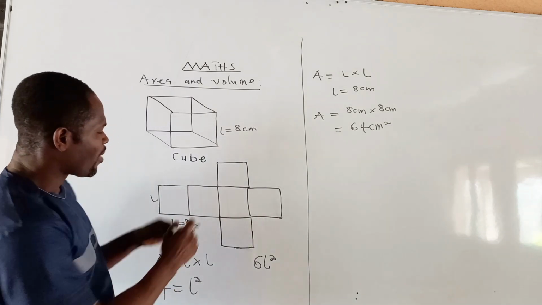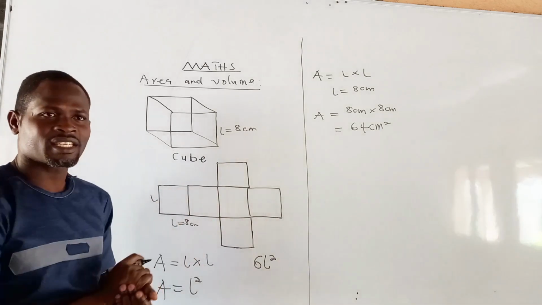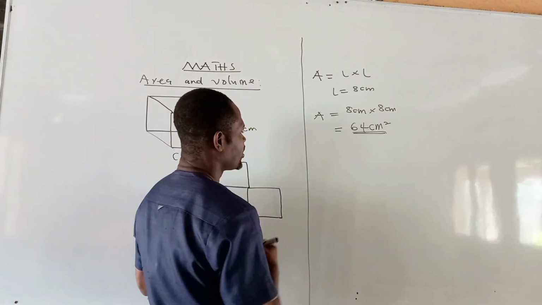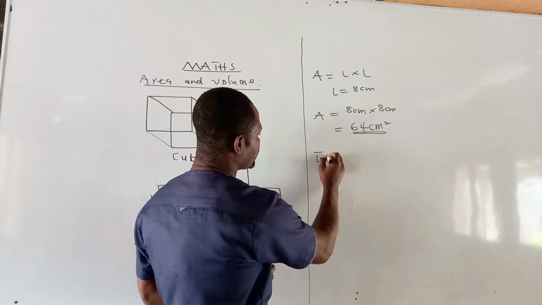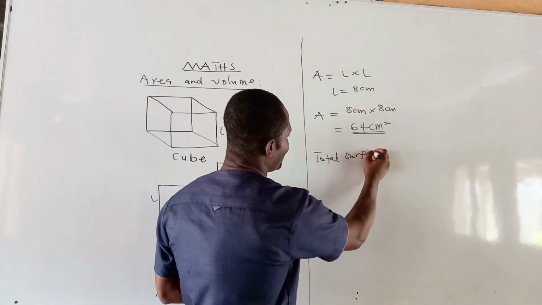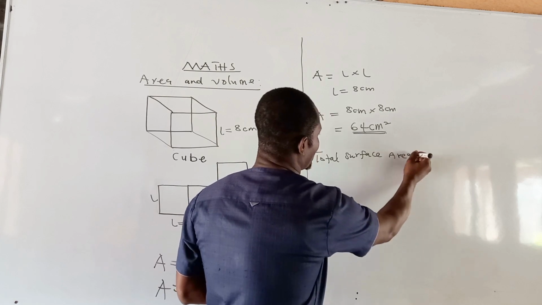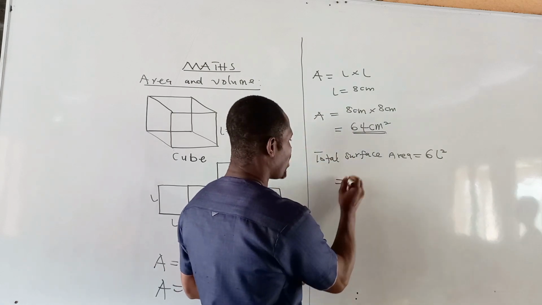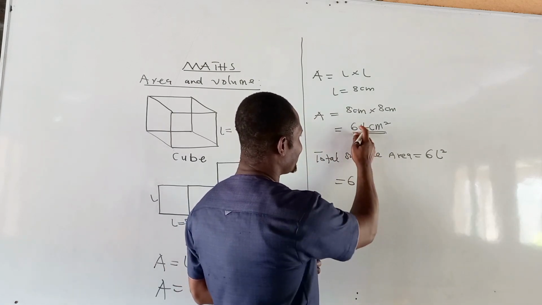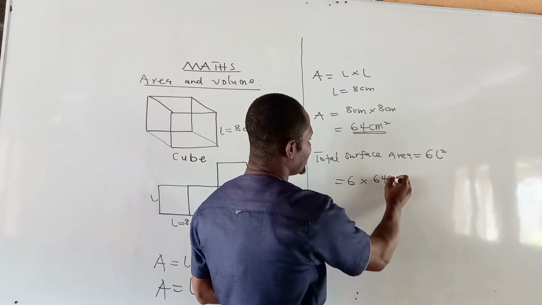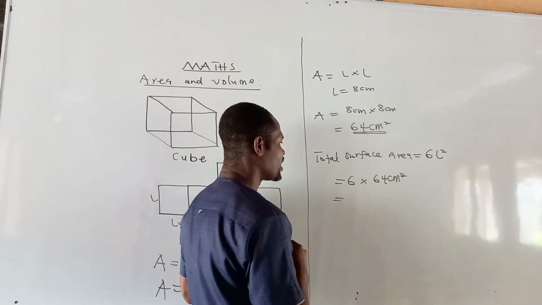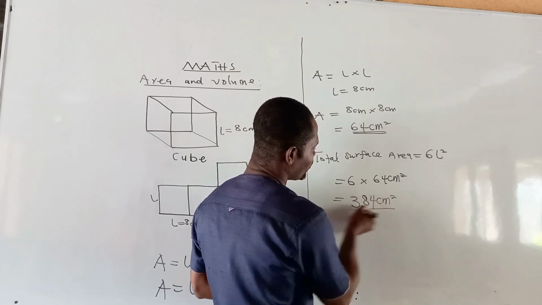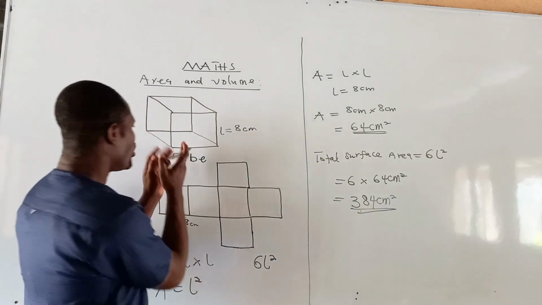So for us to find the area of all the faces, it means we have to multiply this by 6. So the total surface area is going to be 6 length square. So that will give us 6 times the length square, 64 centimeters square. And when you multiply this, we are going to get 384 centimeters square as the total surface area of this cube.